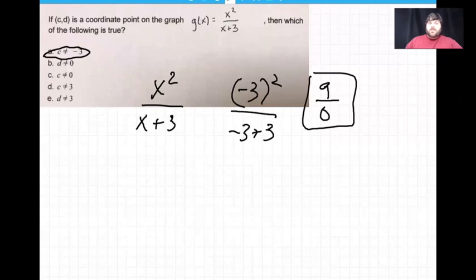All right, d cannot be 0? d could be 0. The y coordinate could be 0. If x was 0, you'd have 0 squared over 0 plus 3. You'd get 0 for the y coordinate.